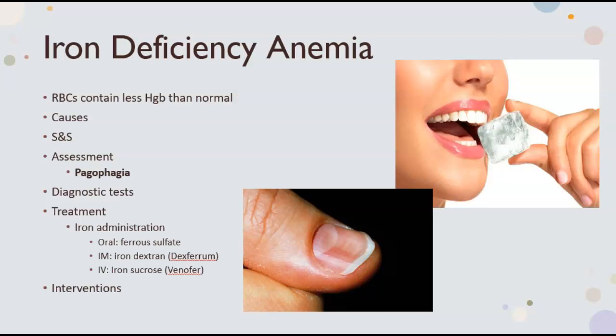Diagnostic tests: on your CBC, red blood cells, hemoglobin, and hematocrit will be decreased, and iron will be low. Treatment: you would want to administer the iron. There are different ways that iron can be administered. You can do oral, which is ferrous sulfate, IM, which is iron dextran, or IV, iron sucrose.